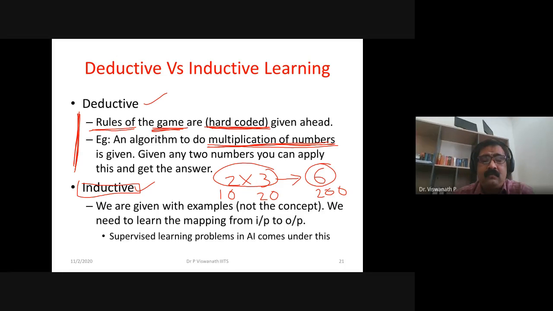So this is learning from the examples, or learning from the data. So it's called inductive learning. This is something like reverse engineering. Machine learning mostly comes into this, where we give the examples and we ask the machine to learn from the examples.